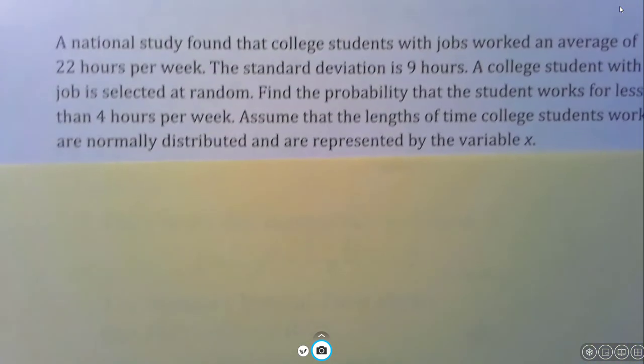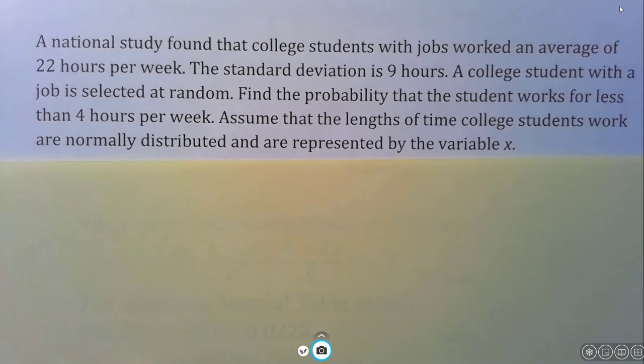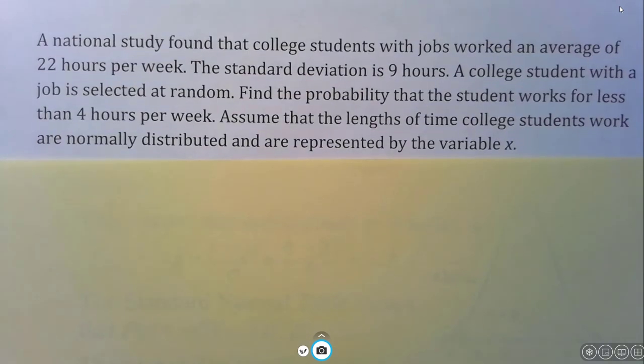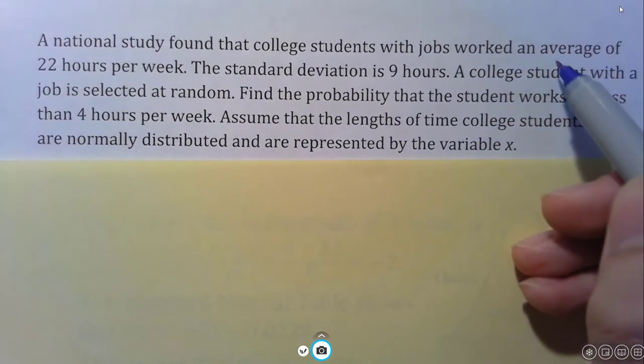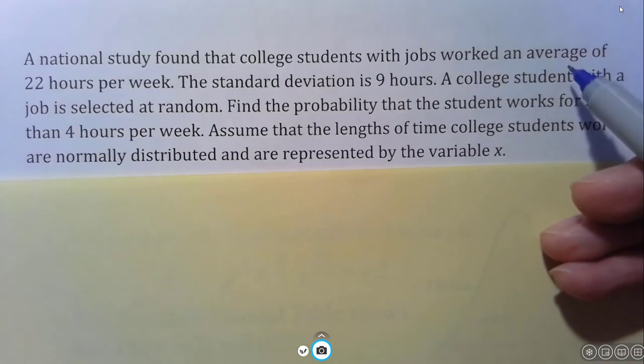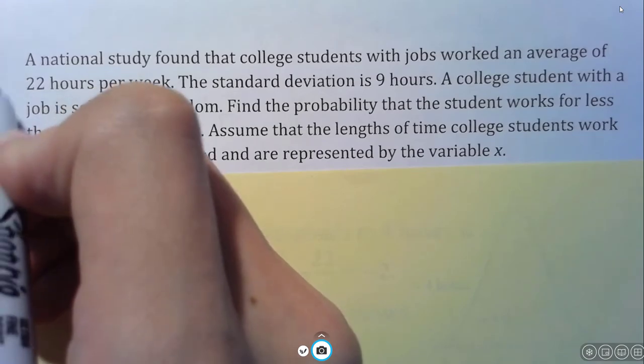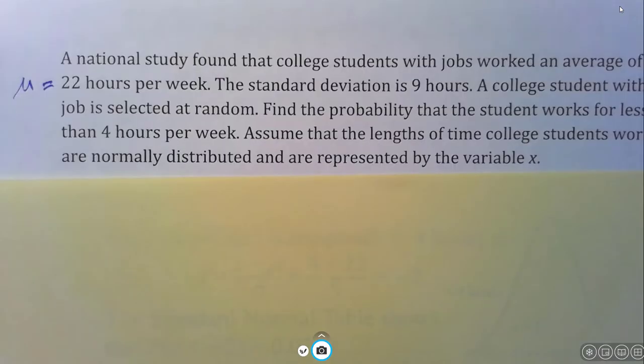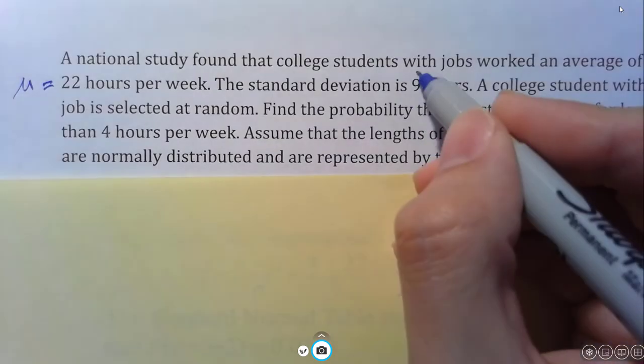Okay, let's take a quick look at the last example of this video. A national study found that college students with jobs work an average of 22 hours per week. The standard deviation is 9 hours. In this case, the average value is the mean, the mu, and the standard deviation is the sigma value.